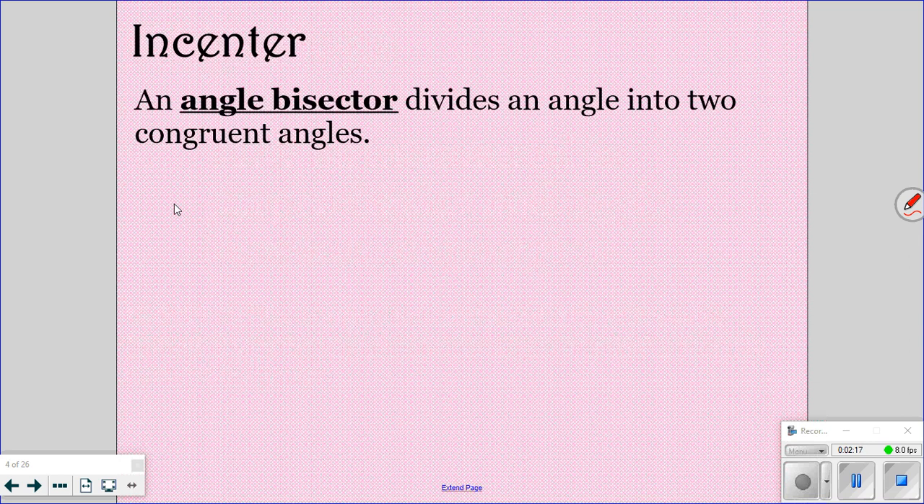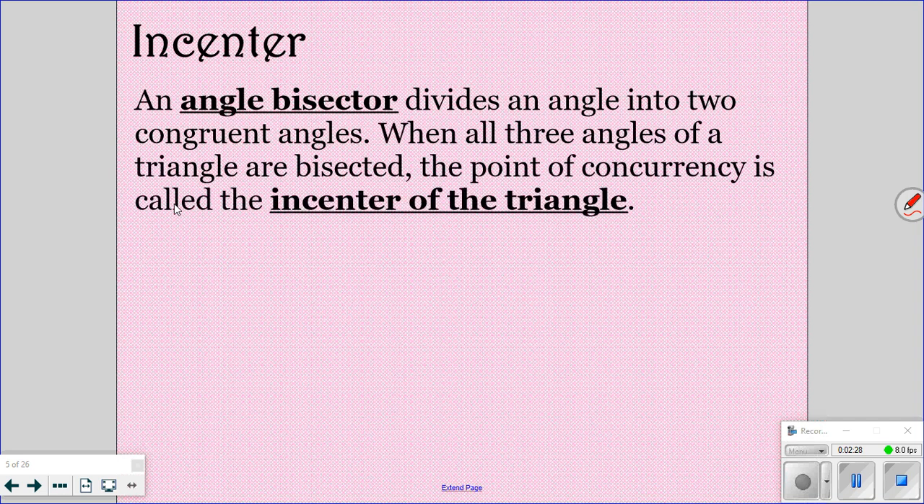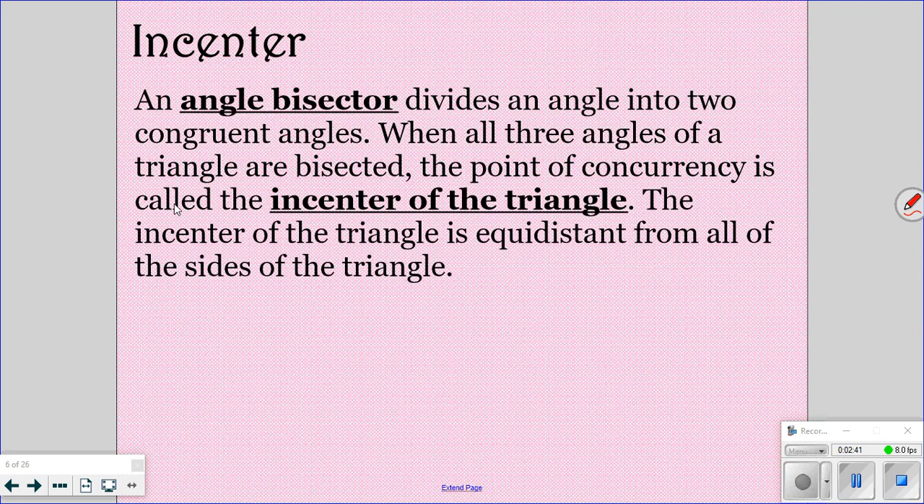So an angle bisector is going to divide an angle into two congruent angles. We've dealt with angle bisectors before. It just cuts your angle into two congruent pieces. When all three of your angles of your triangle are bisected, the point of concurrency is called the incenter of the triangle. So angle bisectors are your incenter. The incenter is always equidistant from all of the sides of the triangle.